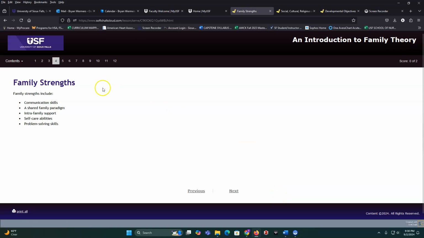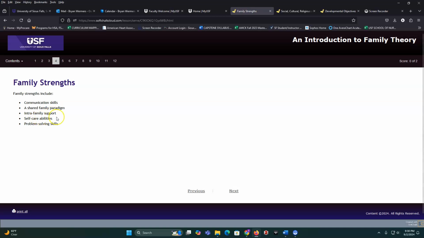Some strengths of families. Communication. Of course, communication is a big part of this. A shared family paradigm. This could be a lot of different things. I've known families that are big on outdoors and they share that as climbing. I've known some that share a paradigm of religion. I've known some that share a paradigm of volunteering. So think about what a family does and what they share. I mean, this could also be that they like cheering for the Packers or the Vikings or a team, rooting for something like that. But they've got some shared dynamics.